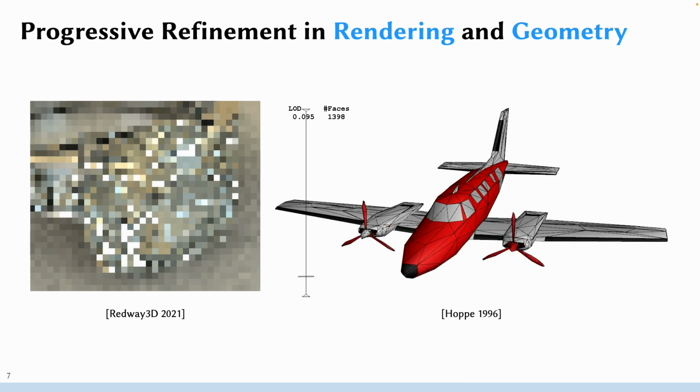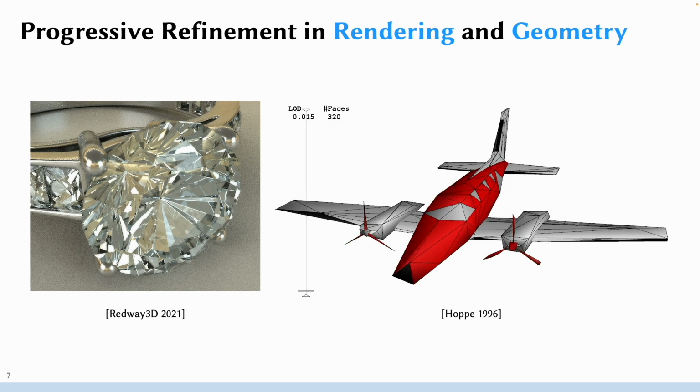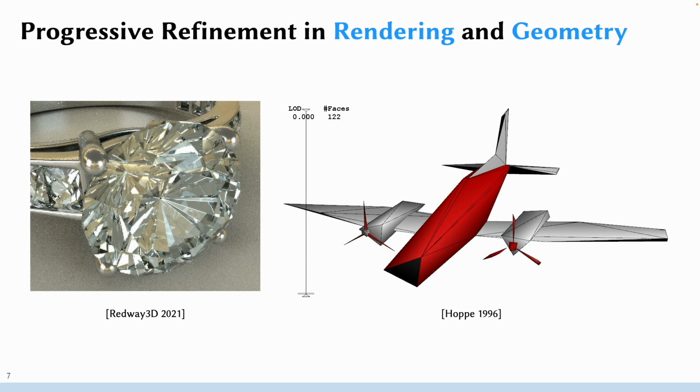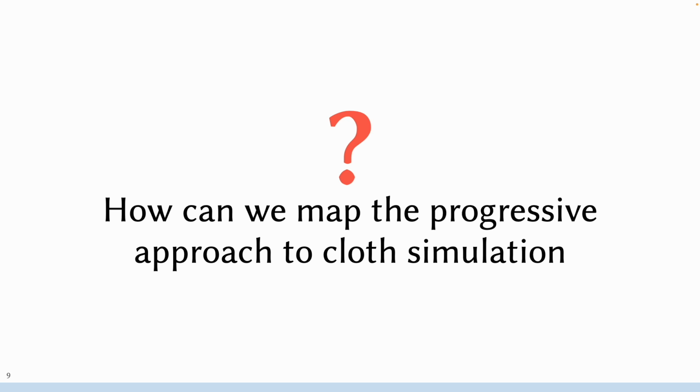Essentially, we are inspired by the success of progressive refinement strategies in rendering and geometry, from both old works and some recent advances these days. It sounds like a natural fit to cloth simulation because wrinkles and folds could similarly have different levels of detail. But the question we are facing is how we can actually extend progressive methods to cloth simulation.